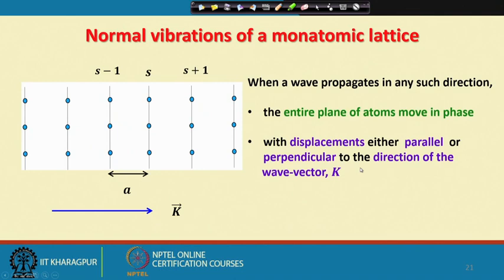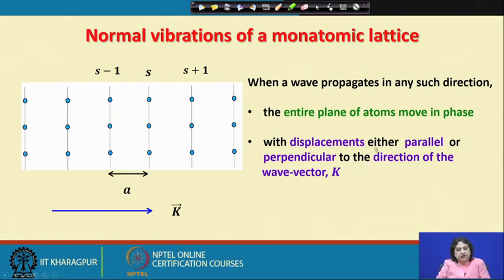So, what I am talking about is monitoring the propagation of the lattice wave along these directions. Now, along these directions, along the planes that I have shown in the previous slide, let us say these are the regular arrangement of atoms. When a wave propagates in any such direction, all these planes of atoms will move in phase with displacements either parallel or perpendicular to the direction of the wave vector k.